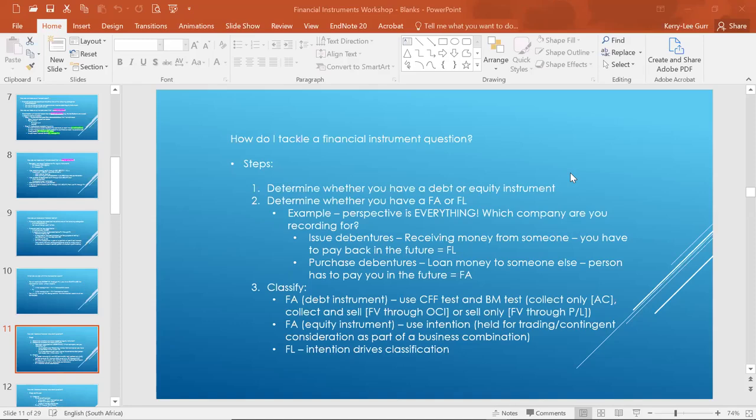Where we have a financial asset for an equity instrument, again, we're looking at the intention, whether it is held for trading or a contingent consideration as part of a business combination. But remember, this one makes it a little bit easier because they do have to make that initial recognition decision on whether they want to use fair value through OCI for an equity instrument. And that's so nice because then they have to tell us that in the question. And then finally, for a financial liability, again, we're looking at our intention ultimately driving that classification of, are we going to use amortized cost or are we going to use fair value through profit or loss?